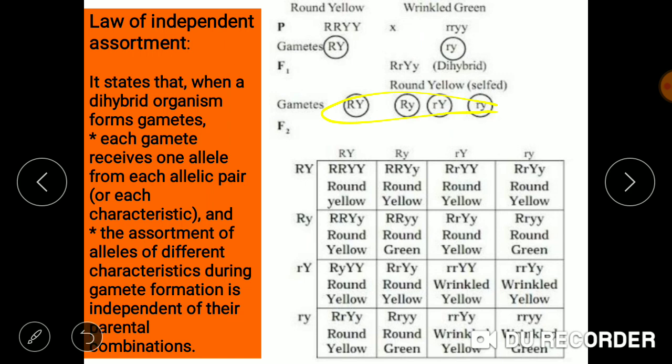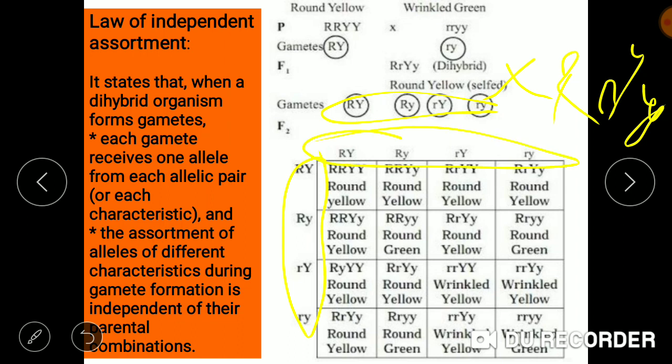These are the 4 gametes. When you perform the selfing, the gametes of both of the parents will remain the same. We will write down the gametes of both of the parents on both the sides of the Punnett square, as you can see.